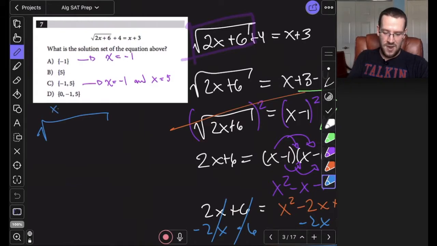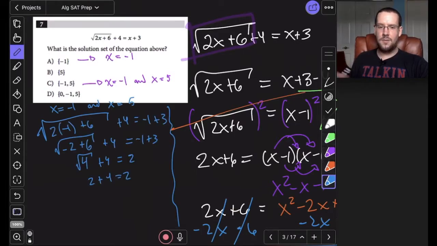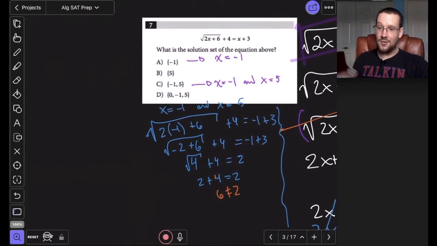So let's try x is equal to -1. Let's see which one of these values works. What? Wait a second. This isn't true. That's not true. 6 isn't equal to 4. That's not true. 6 isn't equal to 2. That's why you need to check these. This is called an extraneous answer. Let's check the other one.